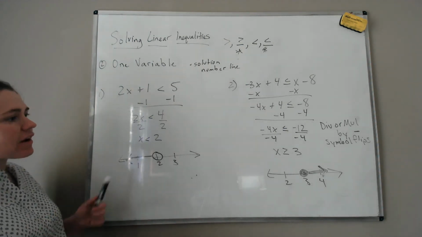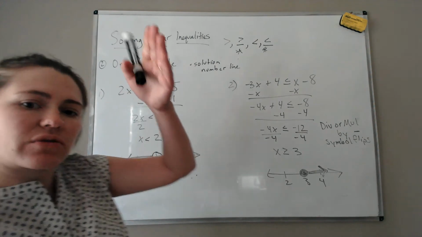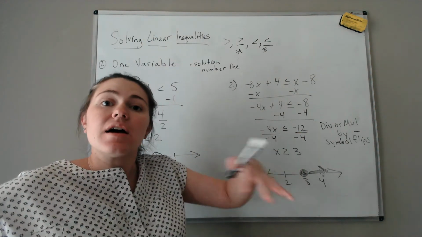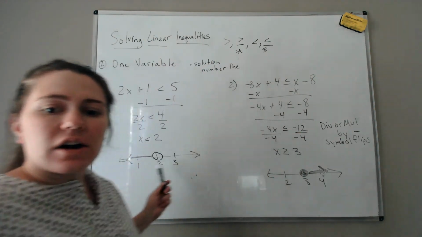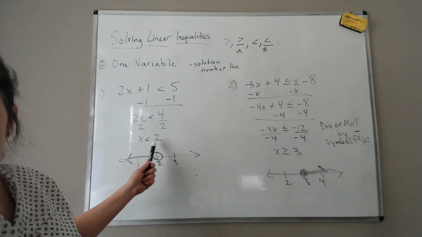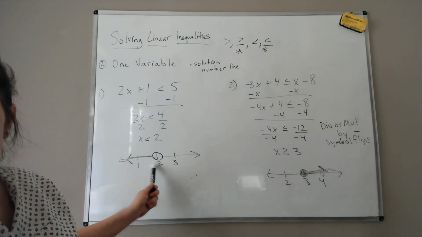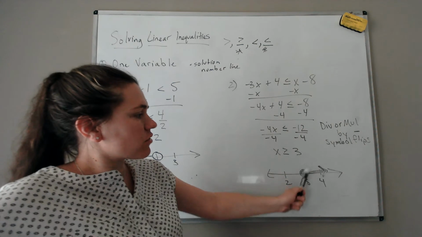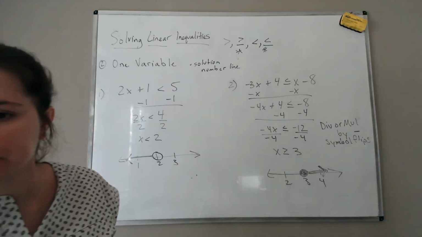So when it's two variables, the boundary is dashed when it can't be, but when it can be, it's solid. On a number line, when it can't be that boundary of 2, it's an open circle. When it can be the boundary of 3, it's a closed circle.